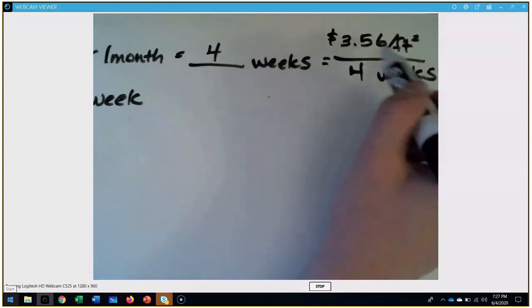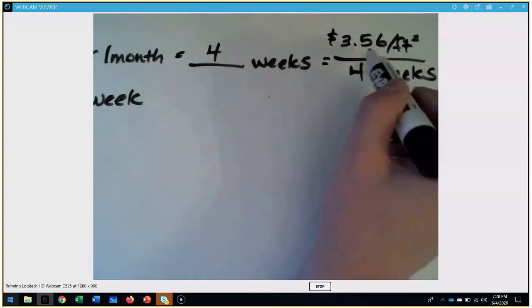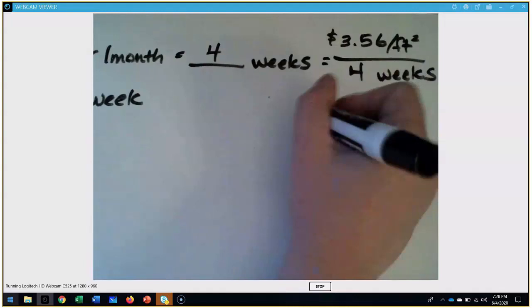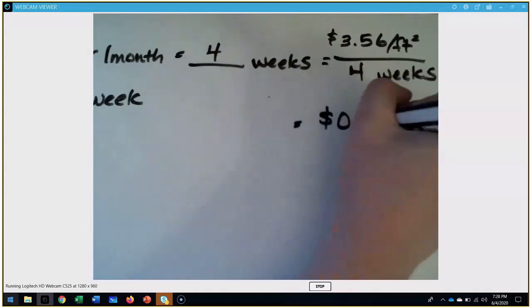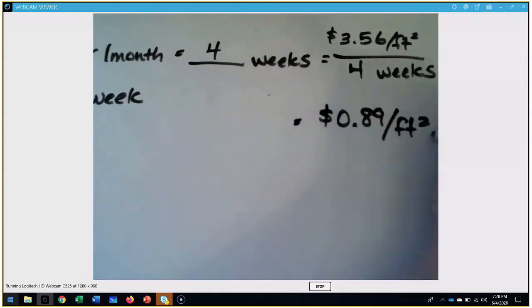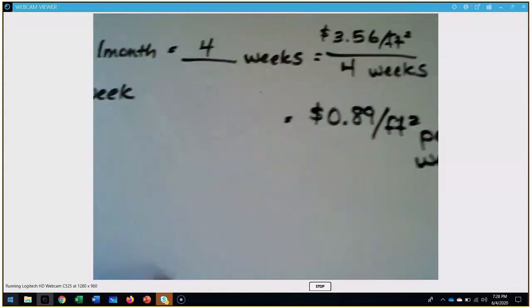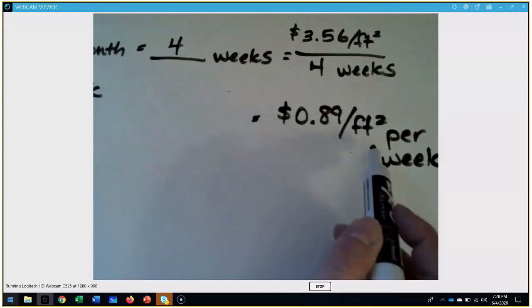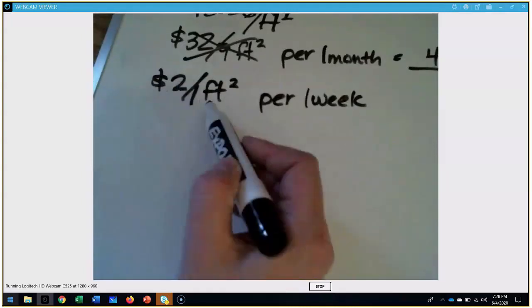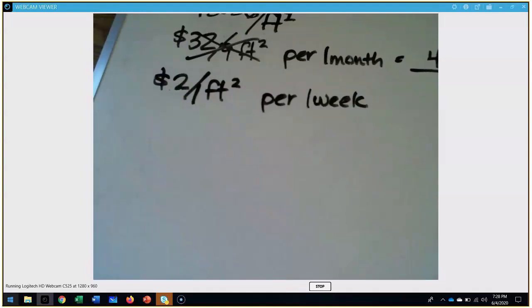This time I'm keeping these two attached as one thing and dividing 3.56 by the 4 so that I get a price per 1 instead. And that brings me to 89 cents per square foot per week. So we got 89 cents per square foot per week, or $2 per square foot per week. Which one's better?